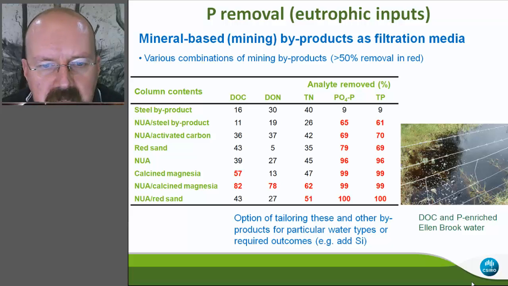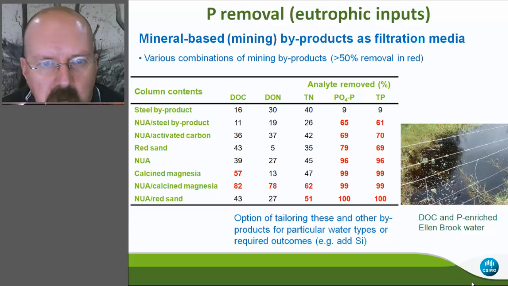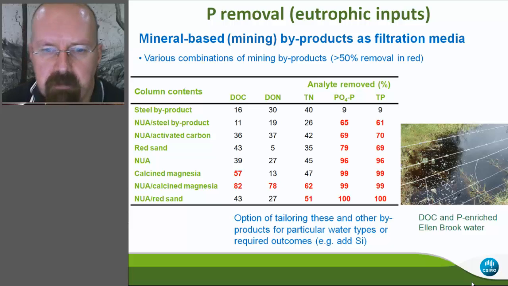Now what this means, and it really opens up an option for us, is tailoring the use of either byproducts singly or in combination to actually address the nutrient profile of particular waters, or alternatively to look at giving us the required output. Now, some of these materials, in particular the steel byproduct, as it readily comes to mind, leach a substantial amount of silicon, and that can be important where we want to both reduce nitrogen and phosphorus, but also add silica back where we perhaps want to see or promote the growth of less problematic algal blooms such as diatoms.